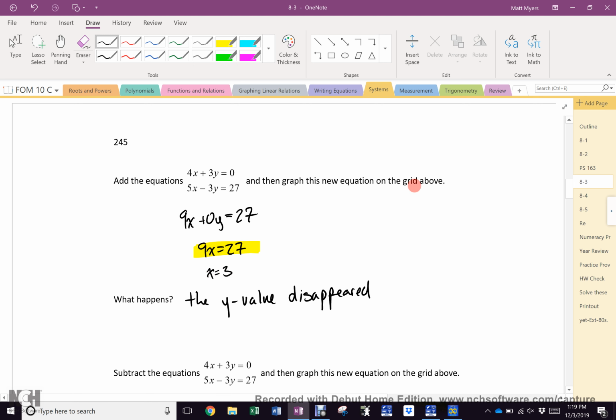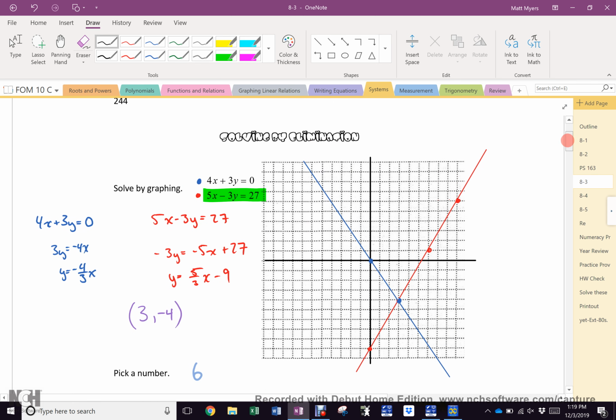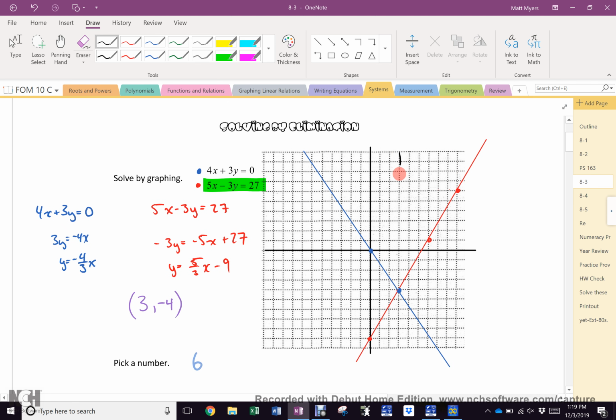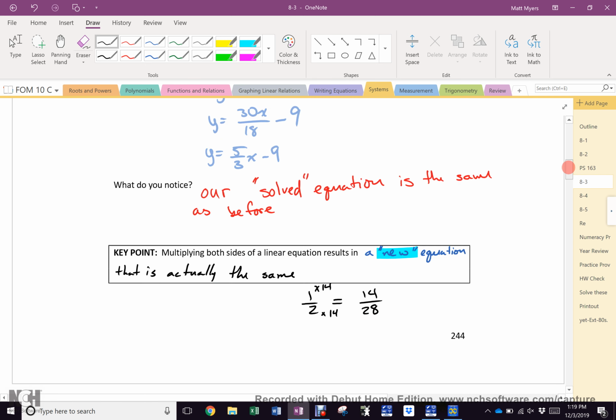Now, if we go put that on the grid above, you don't have to. Don't bother flipping back. Here is x equals 3, yes? And what do you see? We eliminated one variable, and we got half our answer. Does everybody see that? Okay. Keep all this in your head.